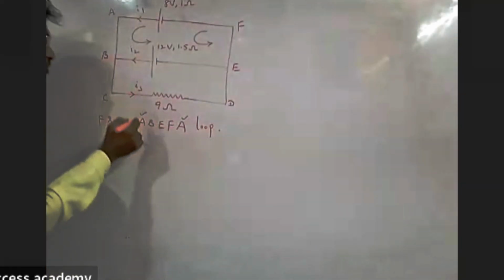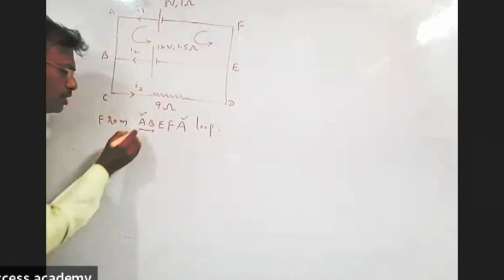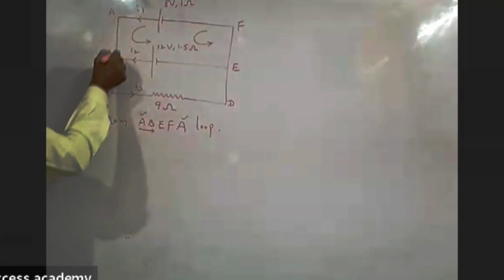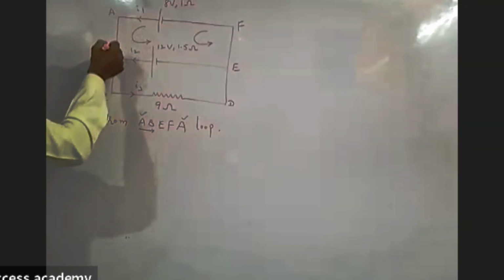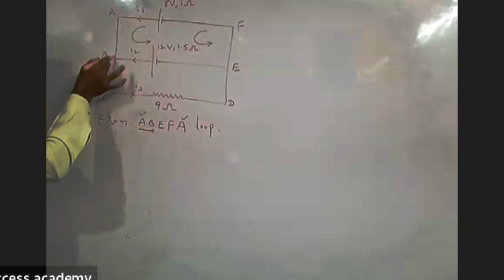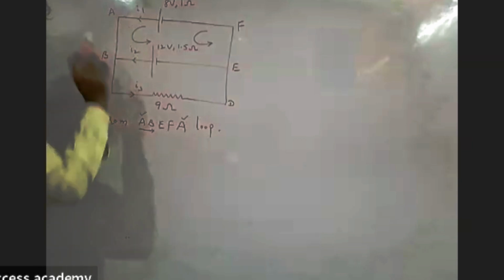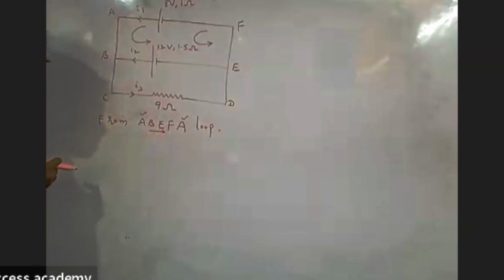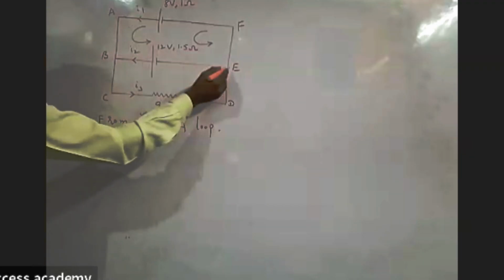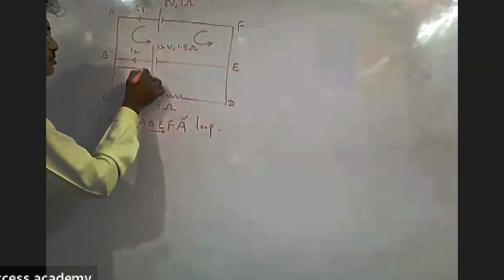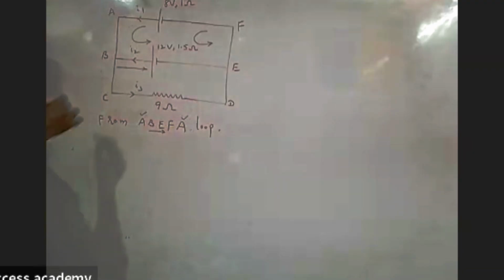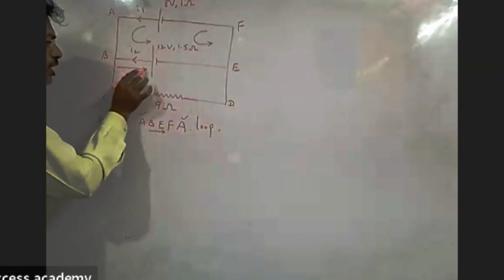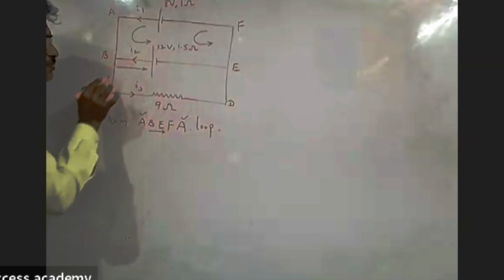Now, here start from A to B. In the branch AB, there is no cell and no resistor. Just leave it. And then next I am taking the BE. So BE means B to E I am moving, in this direction. But the current is in the opposite direction. Observe carefully, ma. You are moving from B to E, but the current is in opposite direction in this branch.